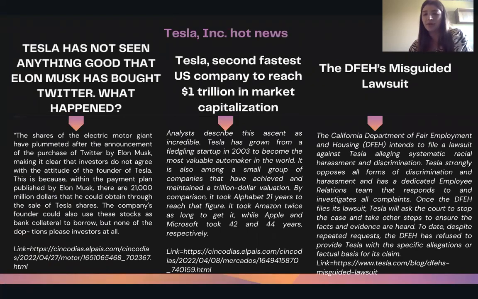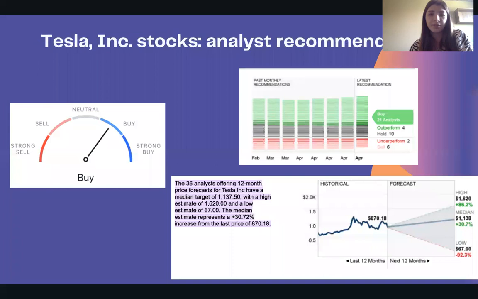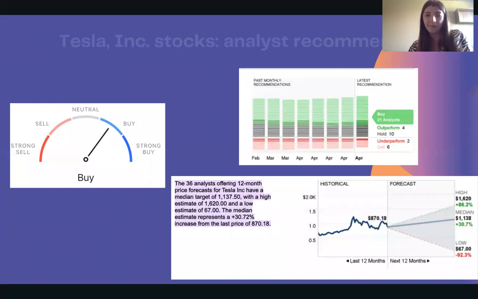Here we have some news about Tesla and the analyst recommendations that it is better now to buy.